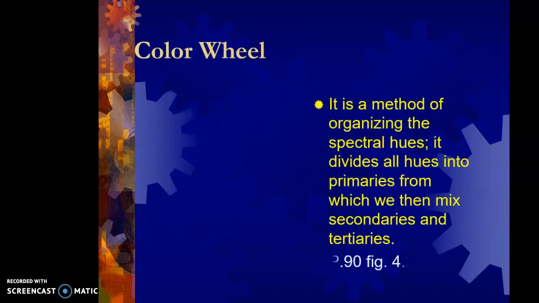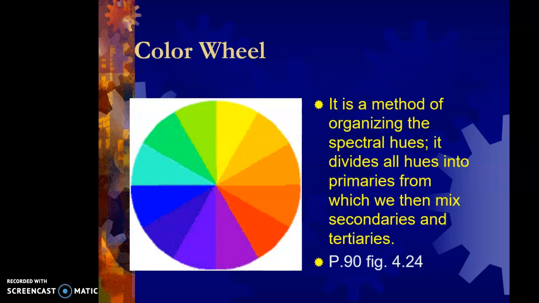Okay, so the color wheel, and hopefully most of you have probably drawn and made a color wheel. It is a method of organizing the spectral hues, and it divides all hues into primaries from which we then mix the secondaries and the tertiaries. You should be able to find a color wheel on page 90, figure 424 in your text.